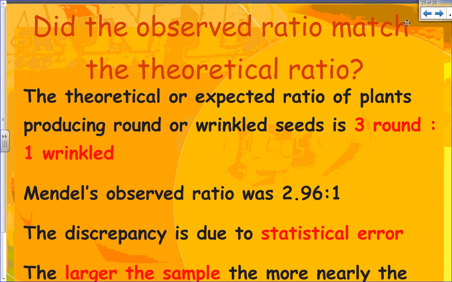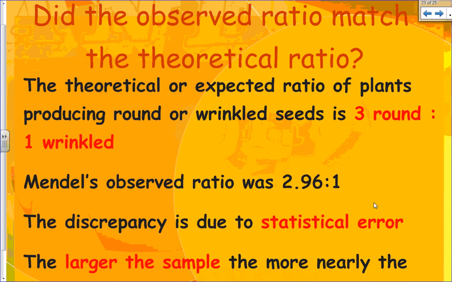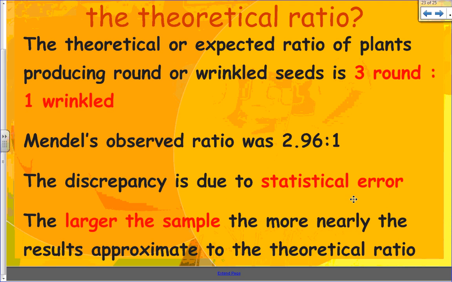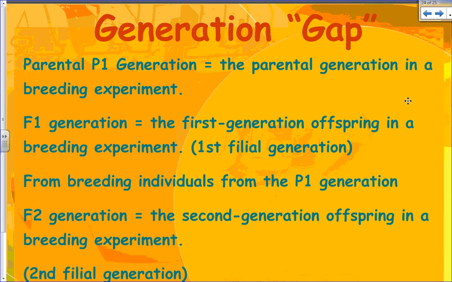So now, this is just asking if the observed ratio matched the theoretical ratio. Well, Mendel expected a 3-to-1 ratio of dominant to recessive, and what he observed was 2.96 to 1. And you can see that that's very close, and the discrepancy is actually due to statistical error. And the larger we get the sample, the closer we get to the theoretical ratio.